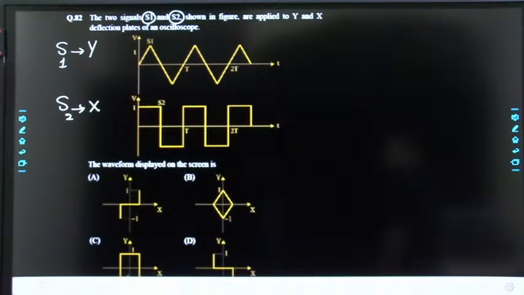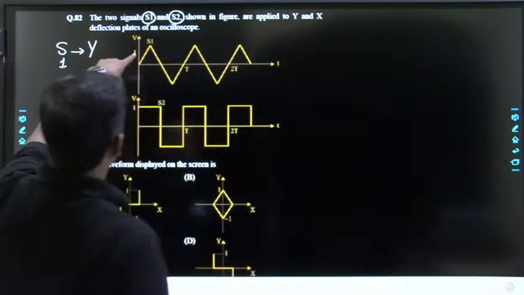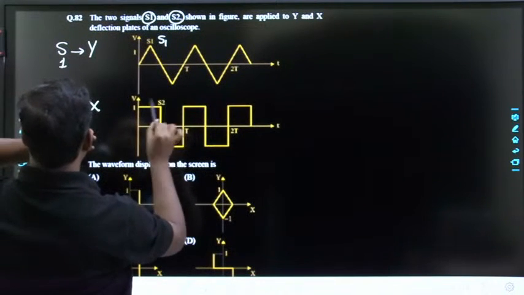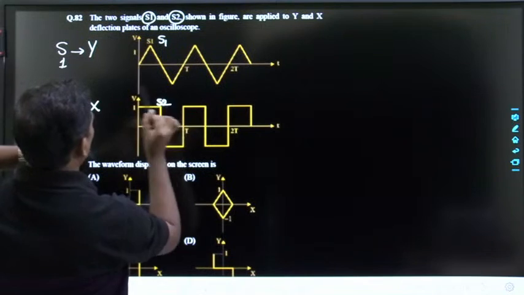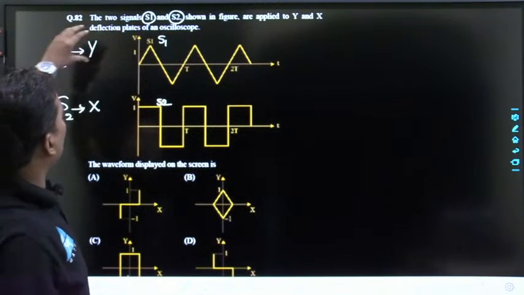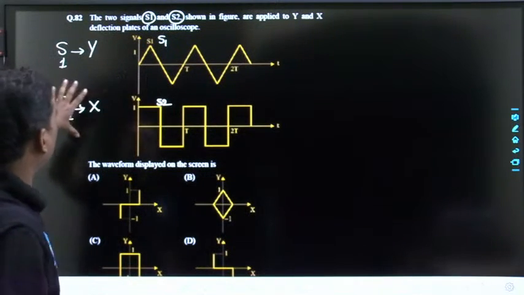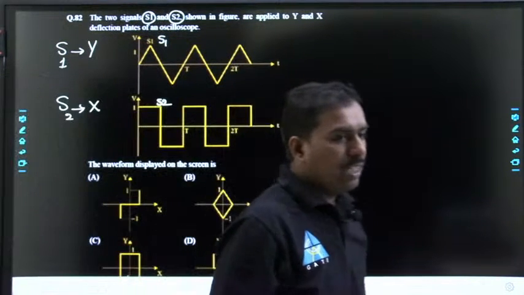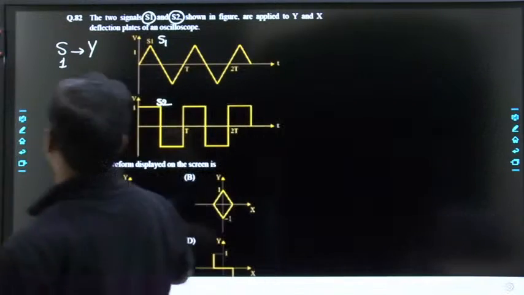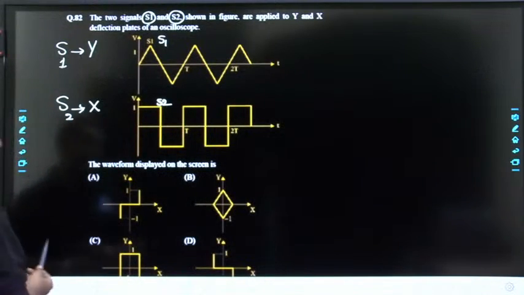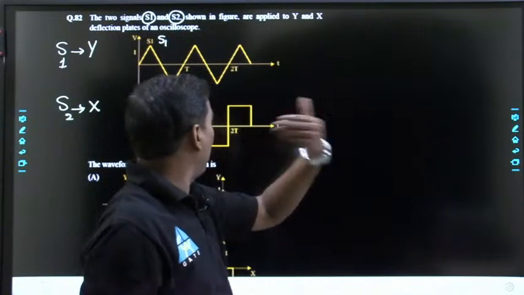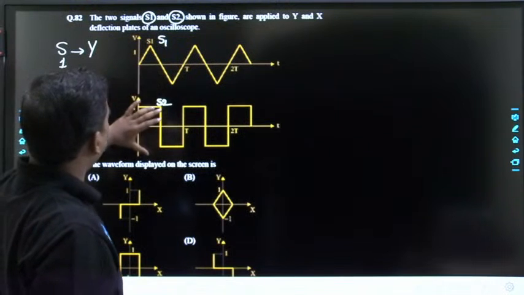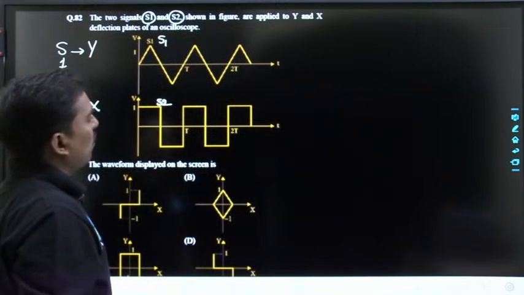Try to do it now. This is S1, dear student. This is S2, clearly given. So S1 is connected to Y plates. S2 is connected to X plates. Then what is the waveform displayed on the screen? Generally, who is our unknown signal? The unknown signal will be S1, which is connected to Y plates. S1 is a triangular waveform and S2 is a square waveform. So what type of signal are we going to get?